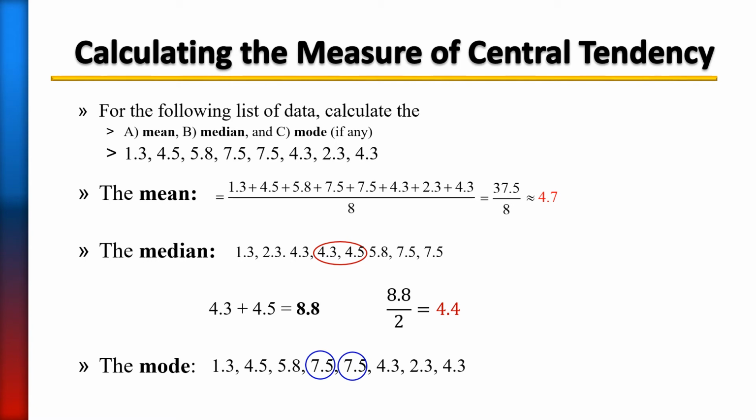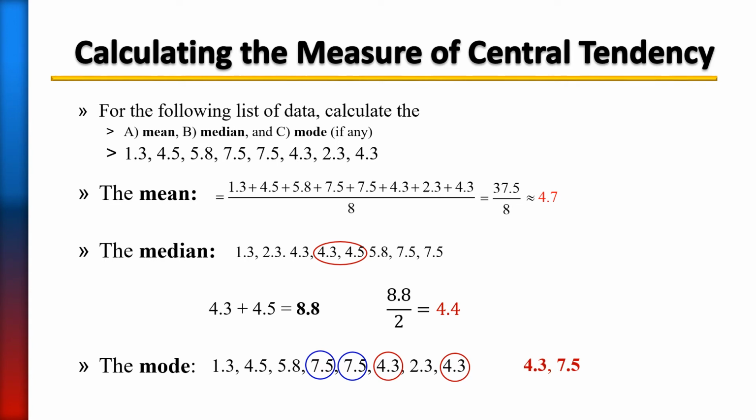And we actually have one other number that repeats itself. Can you see it? Yes, that number is 4.3. So in this instance, we have 2 modes because out of all the numbers, these 2 numbers appear the most. So therefore, our mode is 4.3 and 7.5.